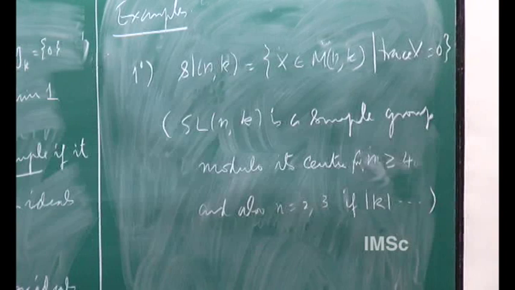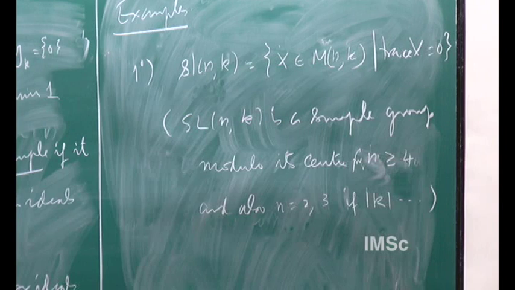Does SL_n(K) have a non-trivial center? It can have a non-trivial center. For instance, if you take SL_n(C), scalar matrices which are nth roots of unity will give you something. So that's why you have to pass to the quotient by the center.